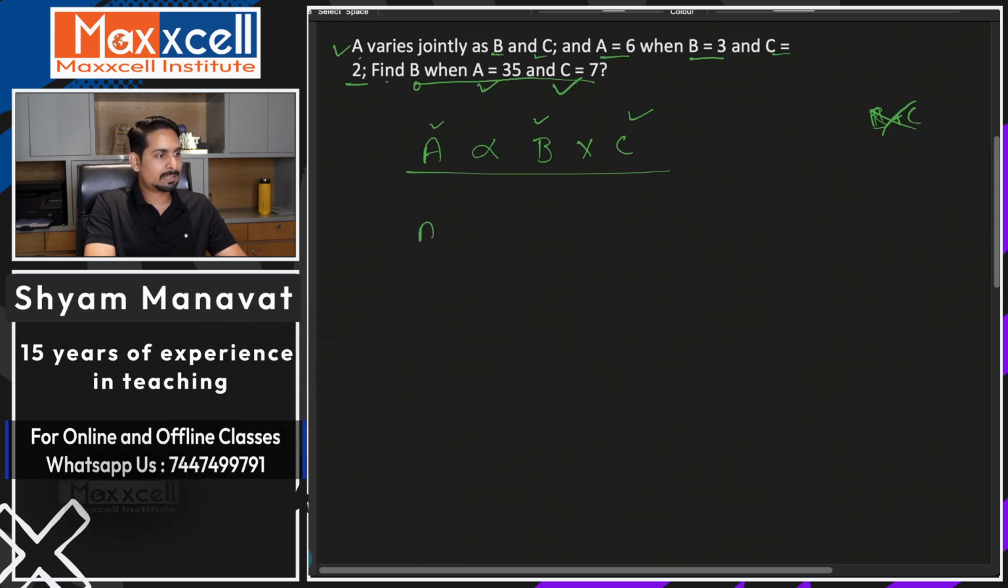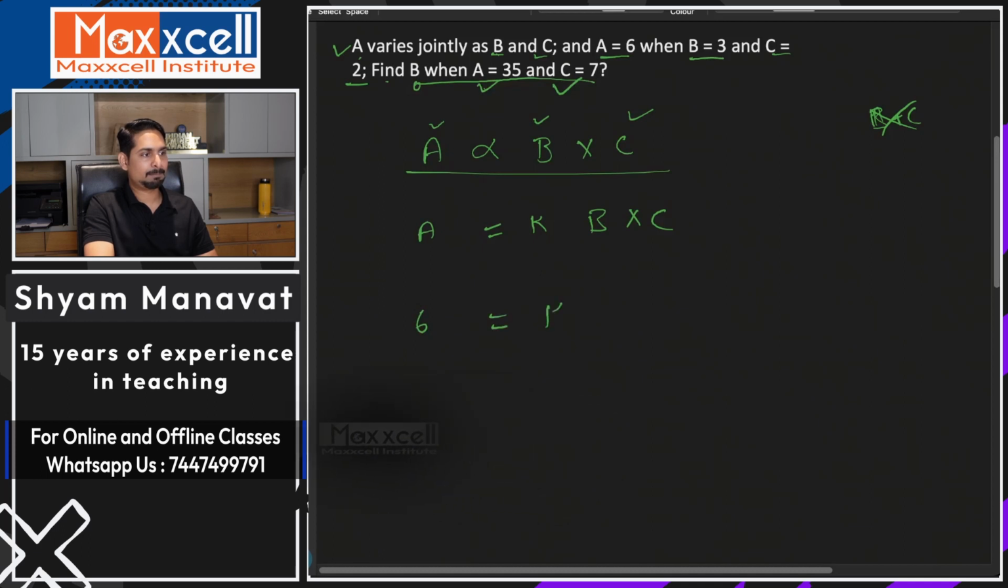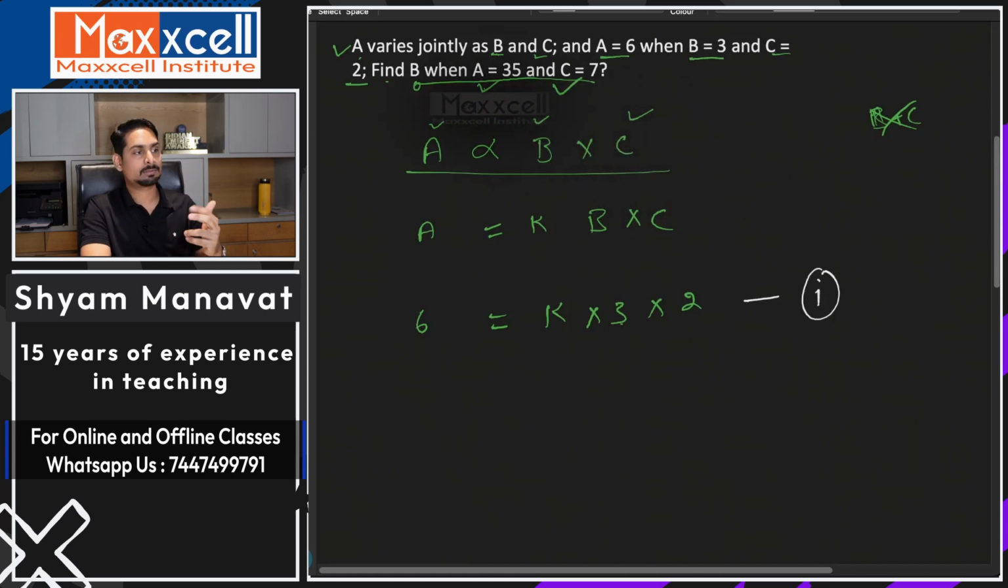If you remove the sign of proportion, what do you have? A equals the proportional constant times B times C. Then we have the first set of values: A is 6, B is 3, and C is 2. You can simplify: 3 twos are 6, which cancels with this 6, and find k equal to 1. You can do that, but let me show you one more variation of this solution. Let me call this equation number 1.